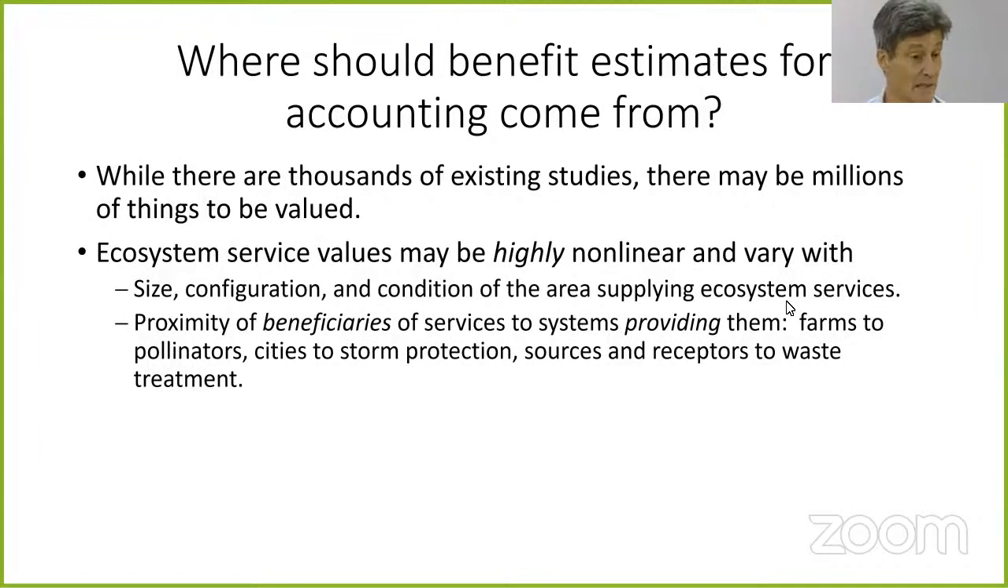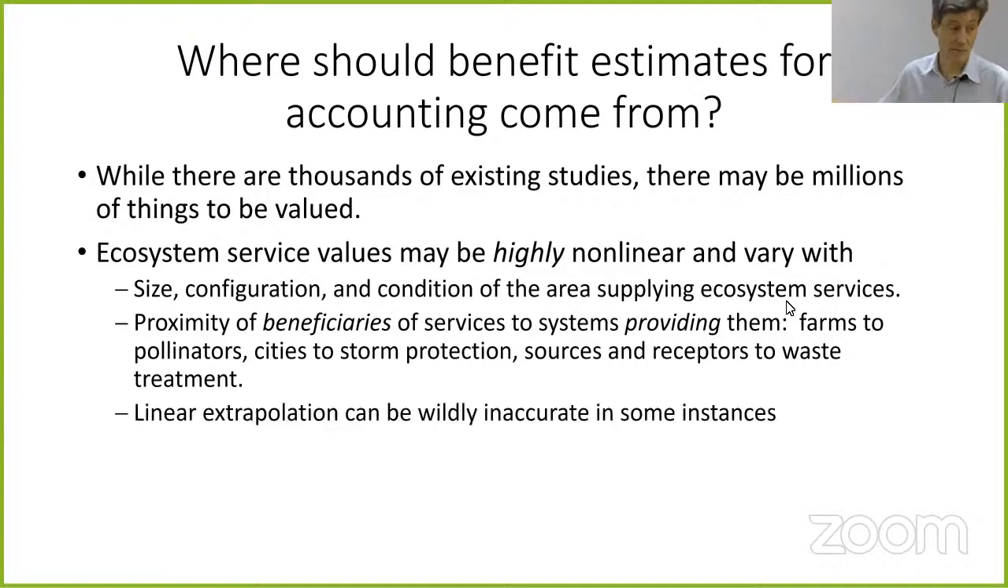I stopped myself there because it may be very important that such areas provide pollination services for the preservation of biodiversity. We should certainly be concerned about preservation of biodiversity. We have to measure those preservation values using the different means that I've been talking about. So anyway, the location of beneficiaries relative to the location of areas providing ecosystem services is going to be critically important. And linear extrapolation is the other side of that coin: if you just extrapolate and say, I found that a meter of habitat was worth $50 here, so it's going to be worth $50 in China and in Iceland. No, very, very different circumstances.